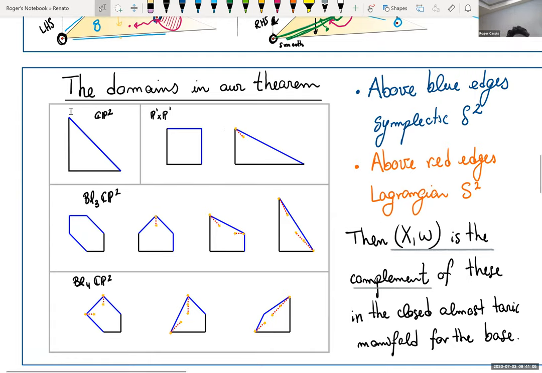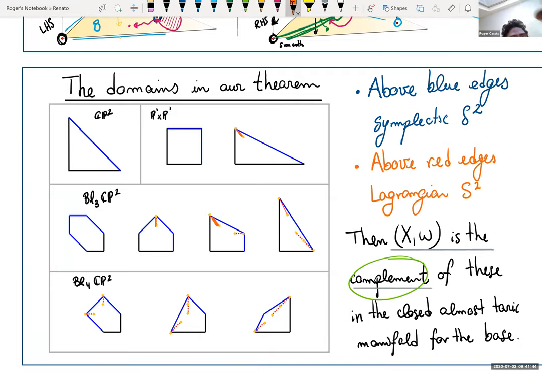And the rule is the following. Every time you see a blue edge, you think about the symplectic sphere above it. And every time you see a red edge, by a red edge, for instance, I mean this guy, or this guy, or this guy, then you think about the Lagrangian sphere above it, according to the construction I just explained. So what is the symplectic domain X omega in which we build stuff? It is the complement of those configurations of Lagrangian spheres and symplectic spheres according to the pictures in the corresponding closed toric manifold.